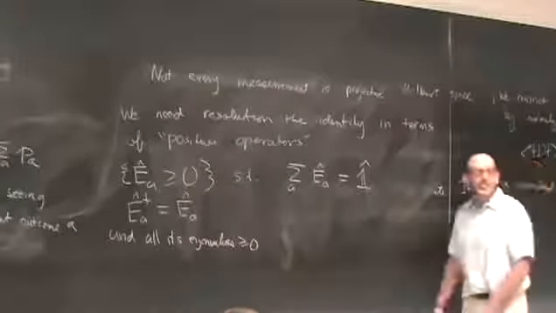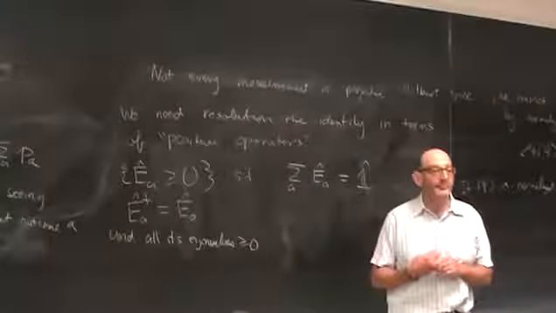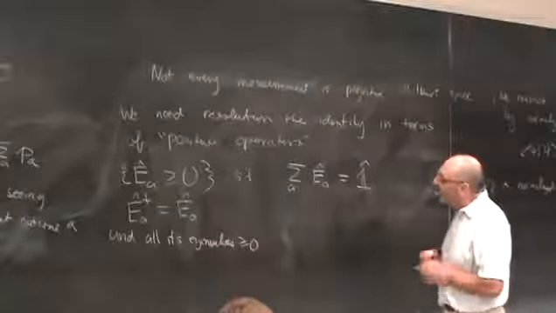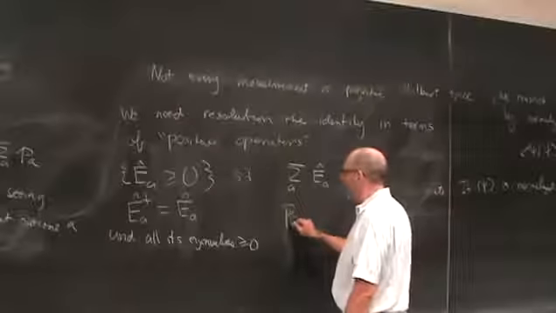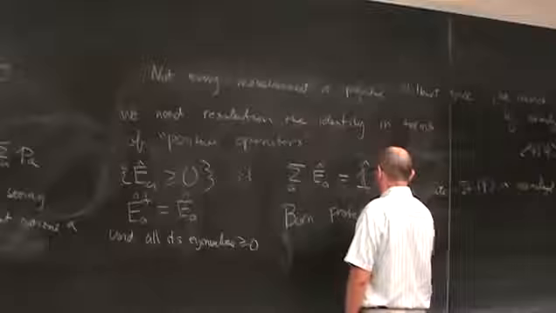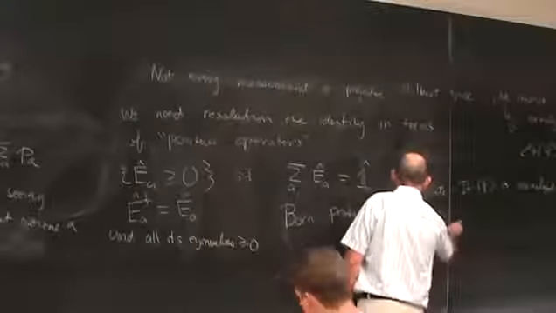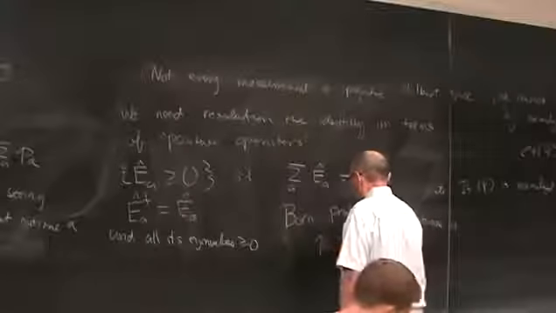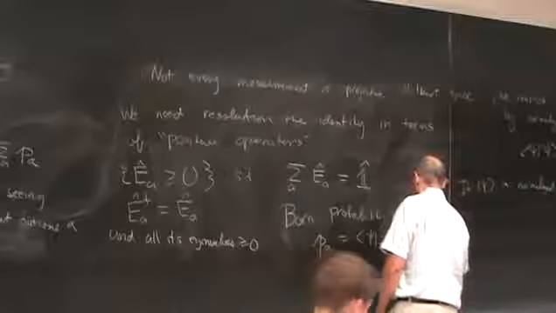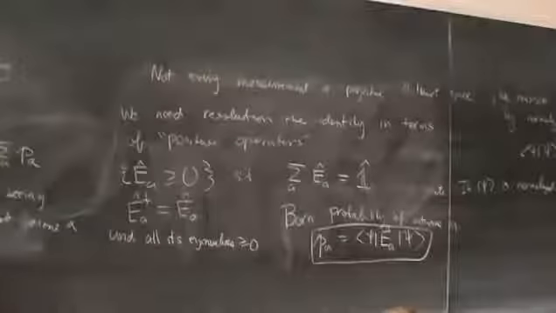So suppose I have a set of such operators whose eigenvalues satisfy that. Then the generalized Born rule is the following. The probability of outcome A is, instead of having the projector, I have this positive operator. That's the Born rule.